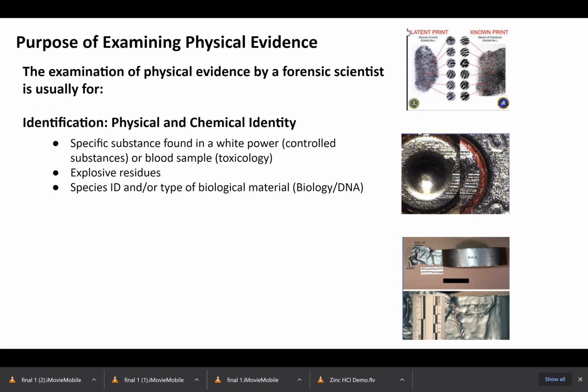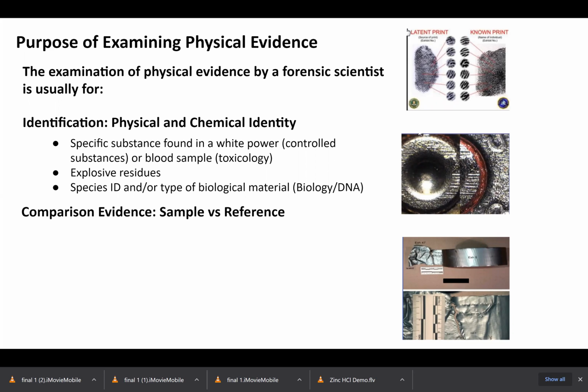The purpose of examining physical evidence by a forensic scientist is usually for identification of the object and its physical and chemical identity. So a specific substance found may be a white powder. Could it be a controlled substance or not? What's in it? Blood samples or toxicology. Explosive residues, species identification, and or type of biological material need to all be identified.